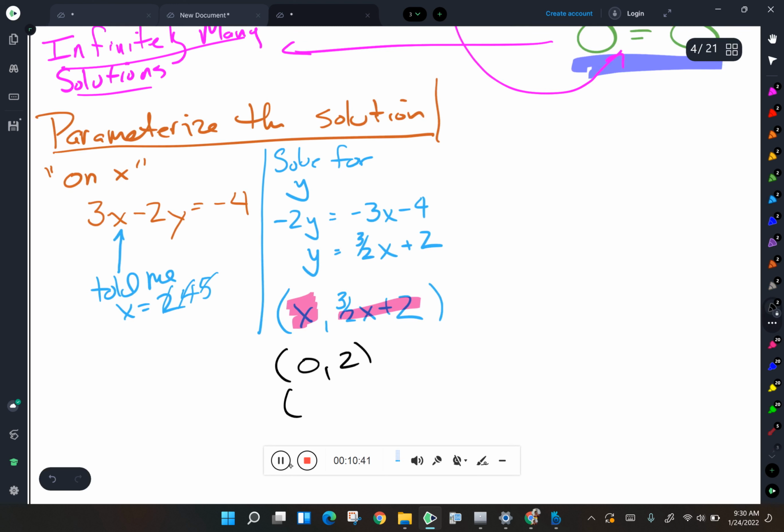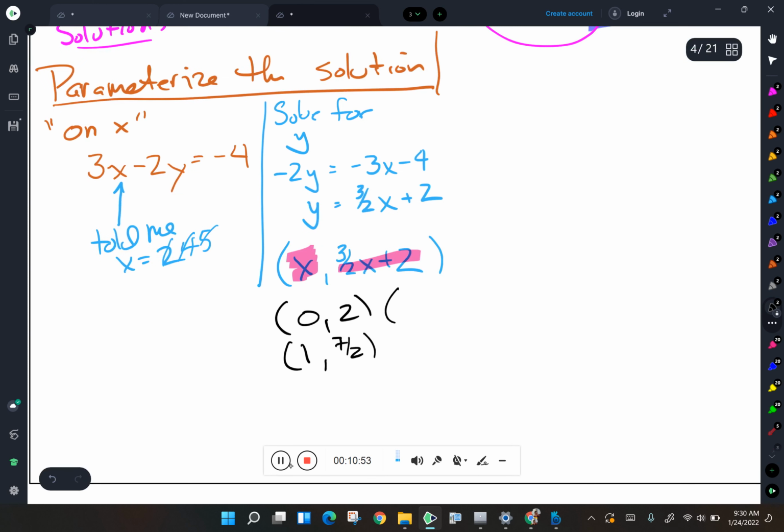If you told me that x was, I don't know, 1, I would then plug in a 1. 3/2 times 1 is 3/2. 3/2 plus 2 is what, 7/2? If you told me that x was 4, I would tell you, okay, plug in a 4 there. 3/2 times 4 is 6, so 8, and so on and so forth. So I have parameterized the solution on the variable x.